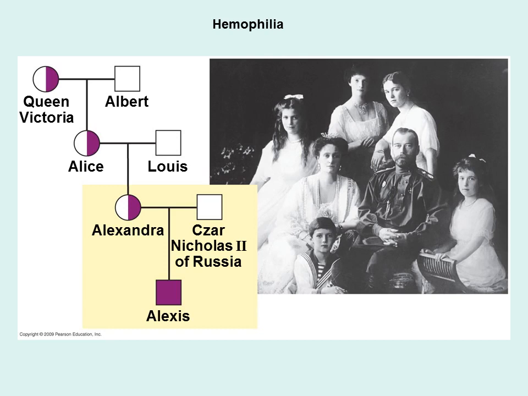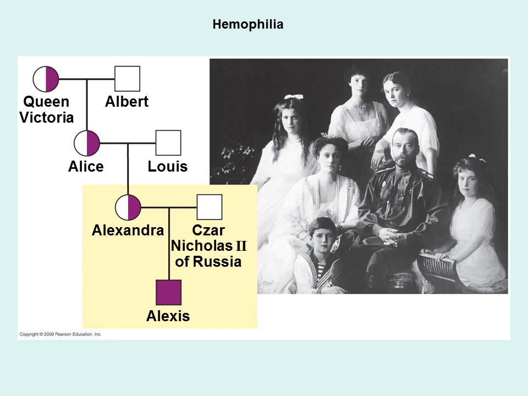If you start by looking at the bottom, Alexis, this is going through the royal family of Europe. First let me back up and say circles are females, squares are males. If it's colored in, that means they have whatever disorder you are talking about, in this case, hemophilia. So Alexis, who is the son of Alexandra and the Tsar Nicholas of Russia, did have hemophilia. As I said, it is a sex-linked recessive trait, which means he had to get it from his mother, Alexandra.